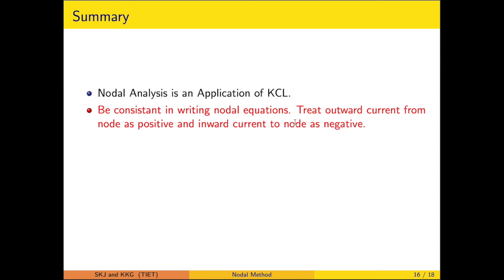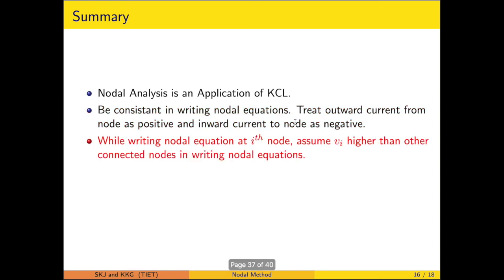This is consistent with Ohm's law, where the current flows from higher potential to lower potential. While writing the nodal equation at the ith node, assume Vi is higher than the other connected nodes. In that way, the outward current convention will be taken care of. This is a temporary assumption. However, when you are writing for the Vj node, you have to reverse this, so that Vj is treated as higher than the other ones.